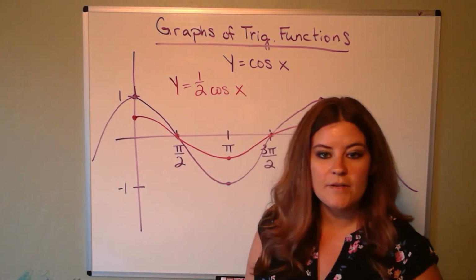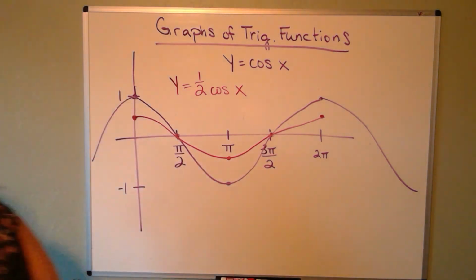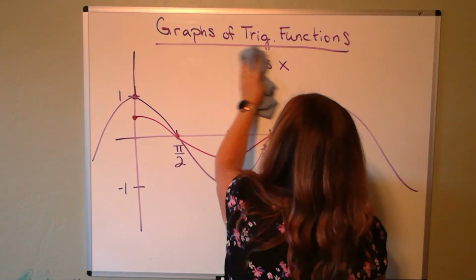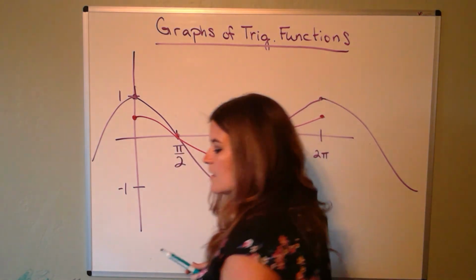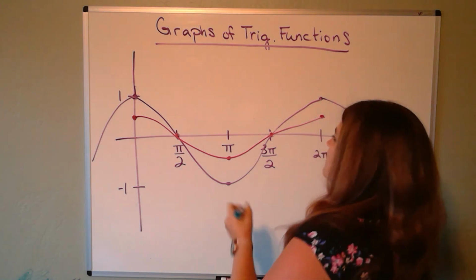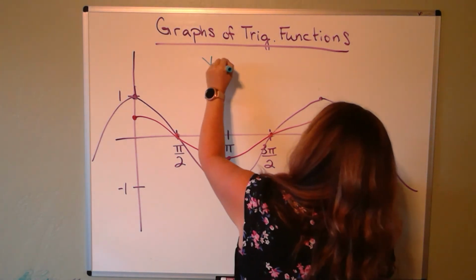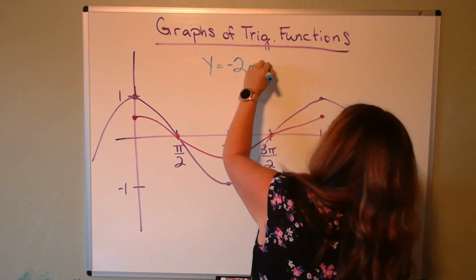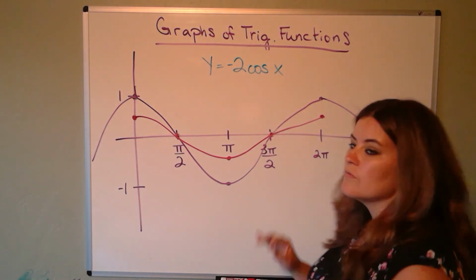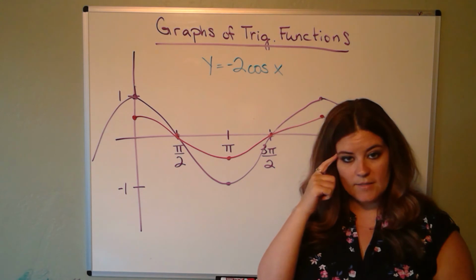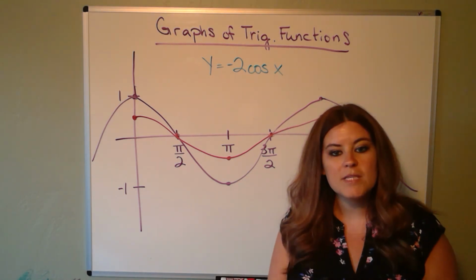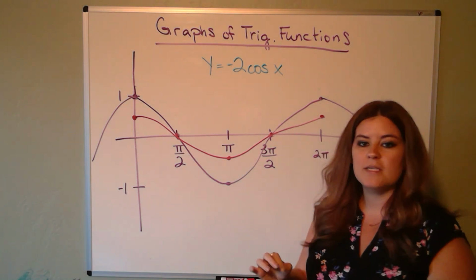Let's do another amplitude. I'm going to do a little combo. We've changed the amplitude and we've reflected, but not at the same time. So I want to do y equals -2 cosine x. So the first thing I want to put into my mind is labeling what's changing. When you have more than one thing changing, you have to be able to keep it straight.